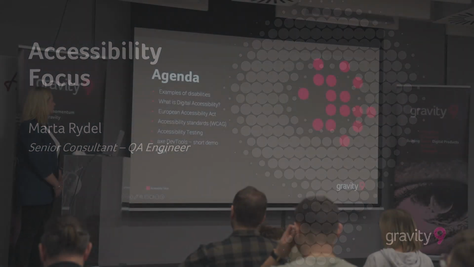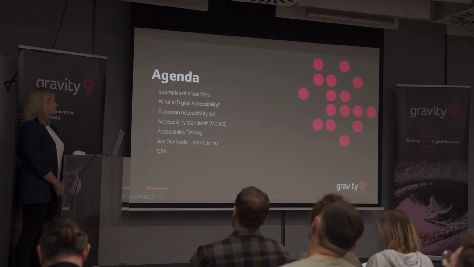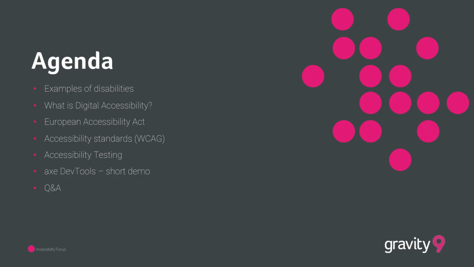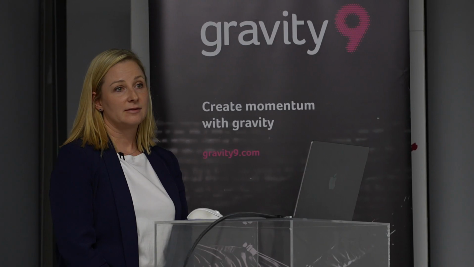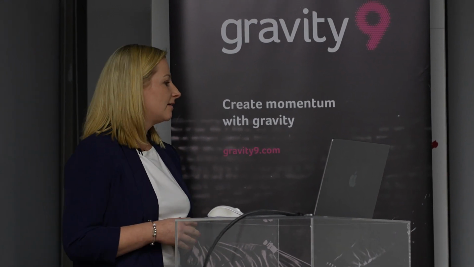At the beginning, I'd like to show you some examples of disabilities, and then talk about the definition of digital accessibility. We will talk a bit about the legal aspects of it, and then we'll dive into accessibility standards, WCAG in particular. I will tell about accessibility testing, and at the end, I'd like to show you a short demo of one of the automated tools for testing accessibility called AxDevTools. At the end, we'll have some Q&A sessions, but you can ask questions all the time. If you have any, don't hesitate to ask them during the presentation. Let's start then.